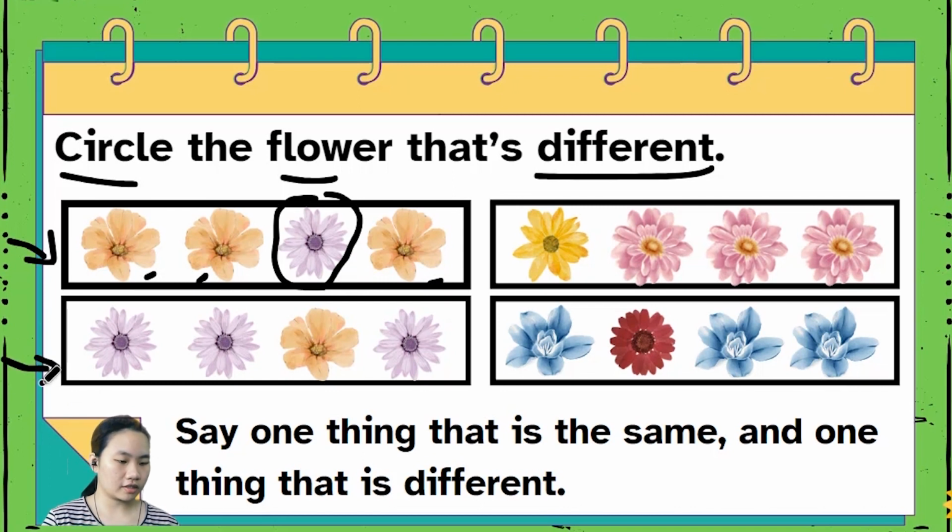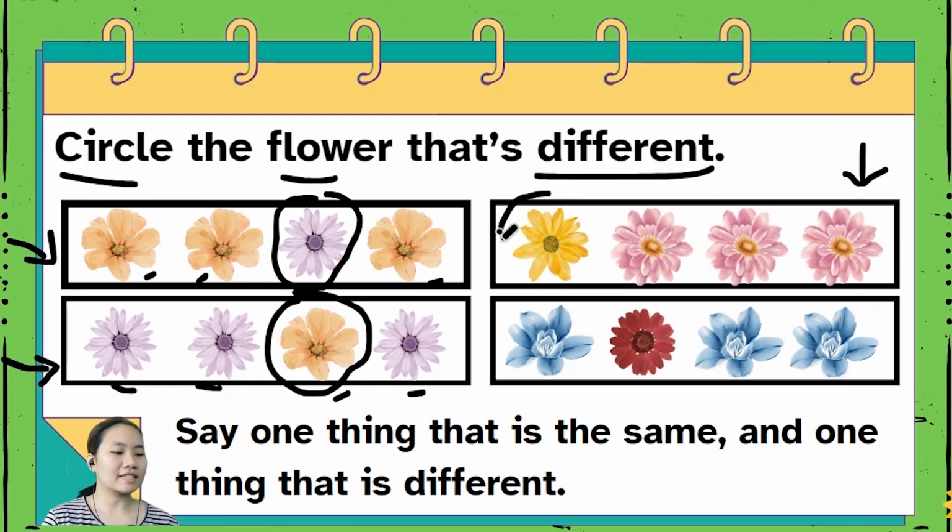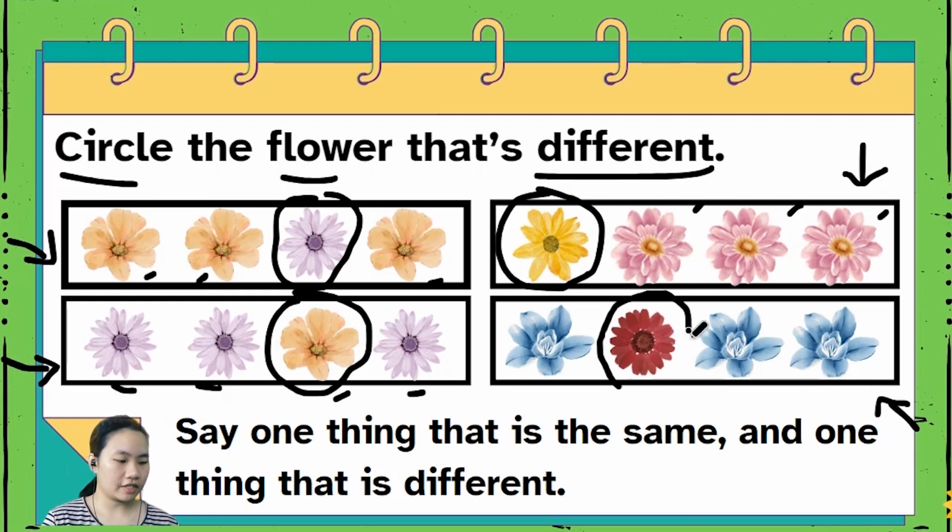What about this box? This flower is different because all of these are purple and this is orange. What about this box? It is this flower because this flower is yellow and the rest is pink. The rest are pink, okay? Last but not least, this box over here. This flower is different. Why? It is red while the rest are blue.